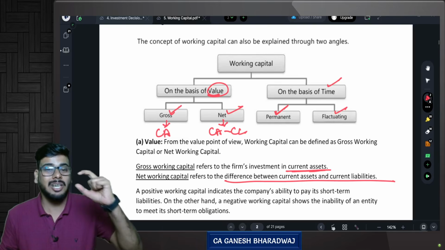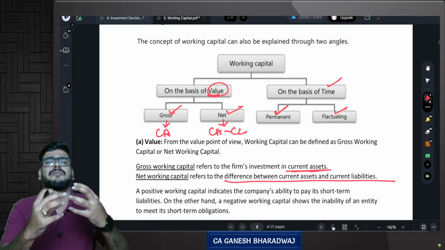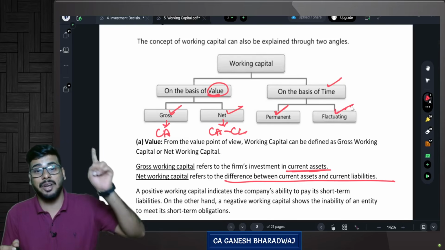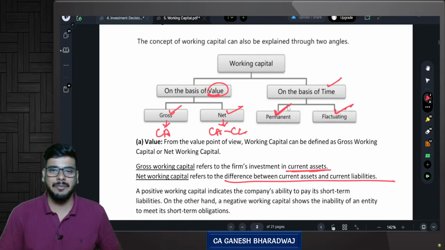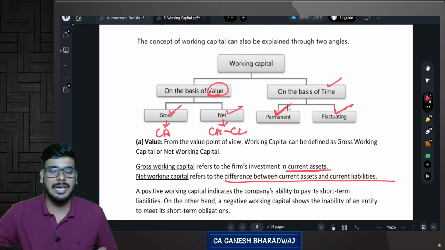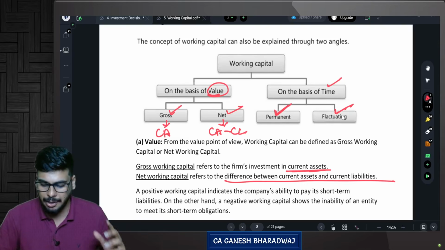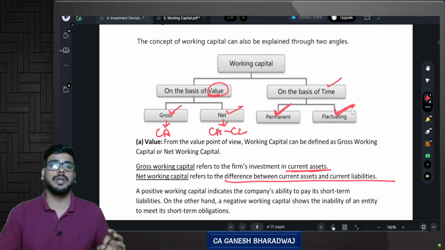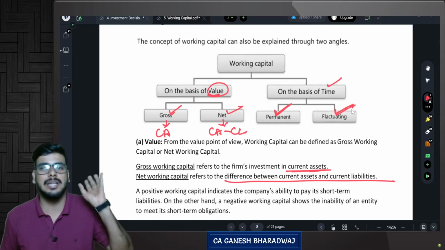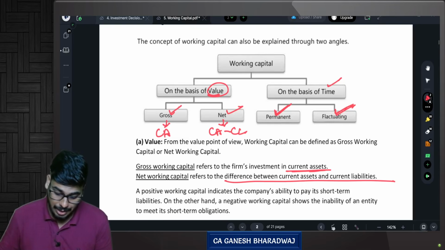So the short-term requirement, suddenly for a seasonal extra requirement, if I need it, that is called fluctuating working capital. So permanent working capital means what? The amount of working capital that I need generally at any given point of time for running my day-to-day operations. Whereas fluctuating working capital means the extra working capital that I might need seasonally, occasionally in my business. Are you clear with this?